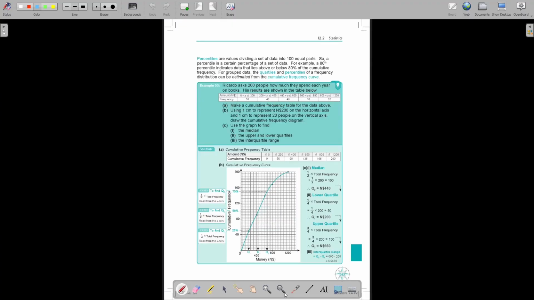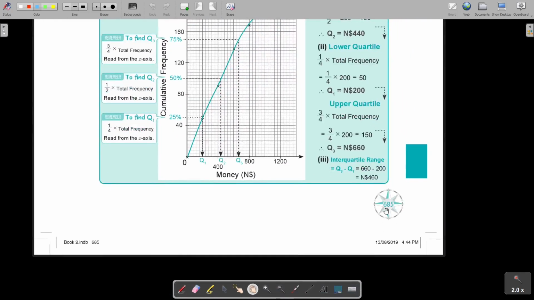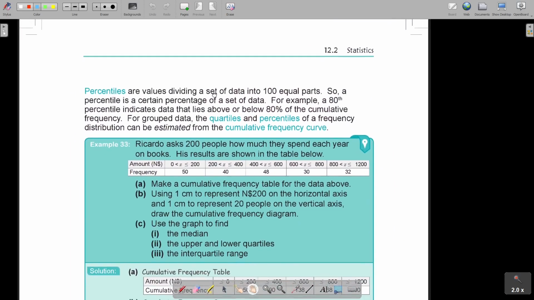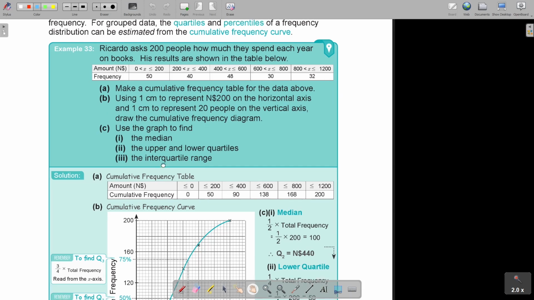I'm going to very quickly refresh your memory. This is page 685, part 2, book 2, statistics, cumulative frequency, example 33. In this case, you had to draw that, so A and B are done for you. Part C is just asking you to find the median.